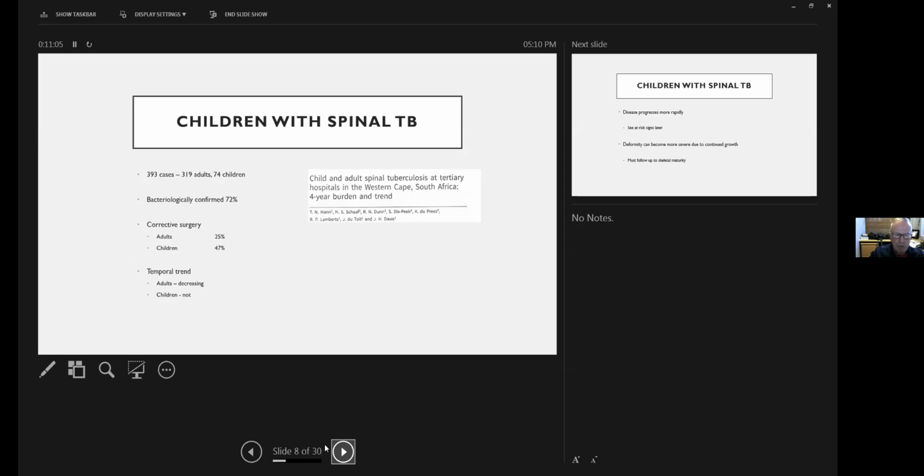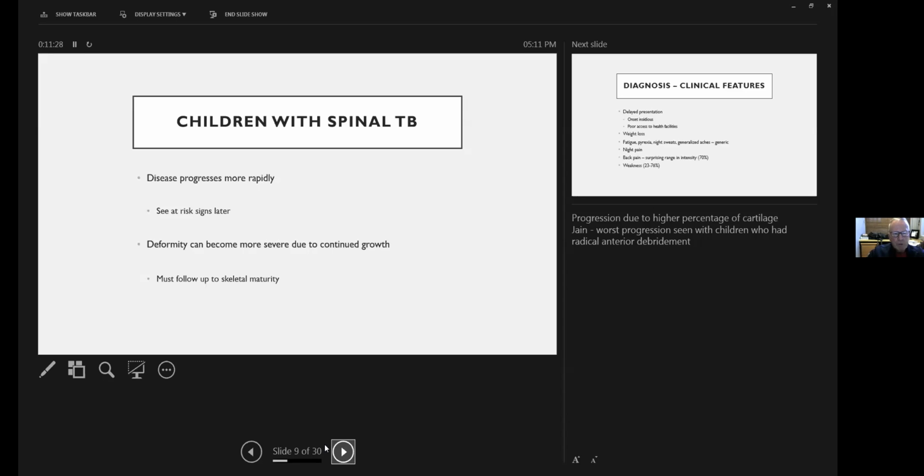with children. So as you can see on my slide, corrective surgery was needed in only 25% of adults, but in 47% of children. And the temporal trend over the 4 years, every year there appeared to be a reducing number of adults presenting with tuberculosis involving the spine, whereas in children, this was not the finding. So children with spinal TB, well, the disease progresses more rapidly, and it's thought partly because of a higher percentage of the spine is still cartilaginous, and they have a much higher.